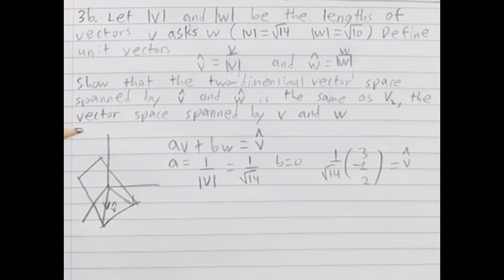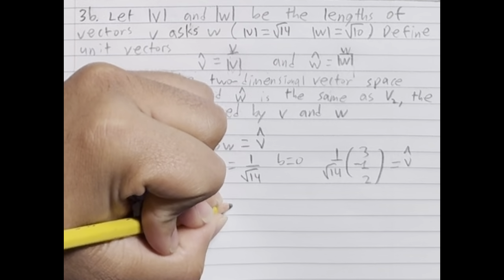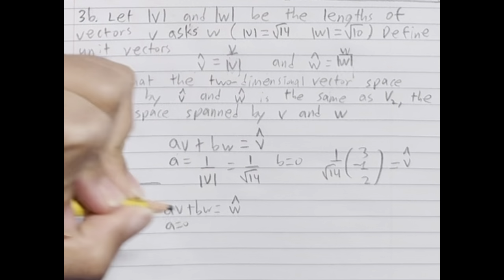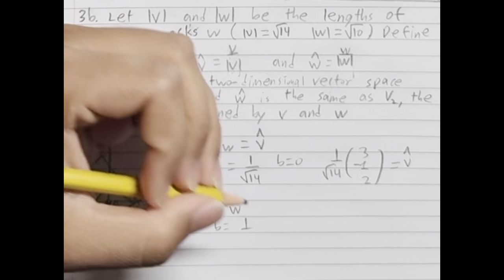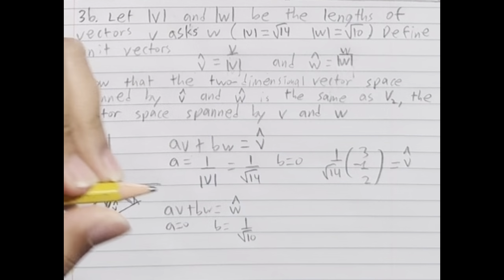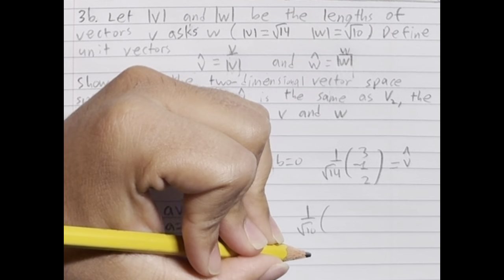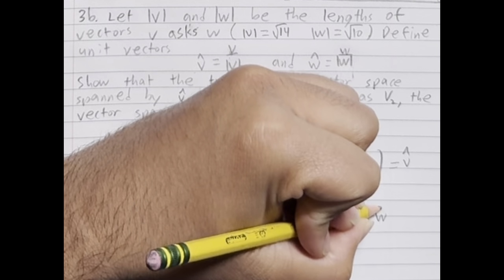And we're going to do the exact same thing for w, where we say that av plus bw equals the unit vector w hat, where in this case a is going to equal 0, and b just equals 1 over the magnitude of w, and that's going to end up being 1 over root 10. And then we're going to see that 1 over root 10 times the vector w, that's 1, 3, 0, is just equal to the unit vector w hat.